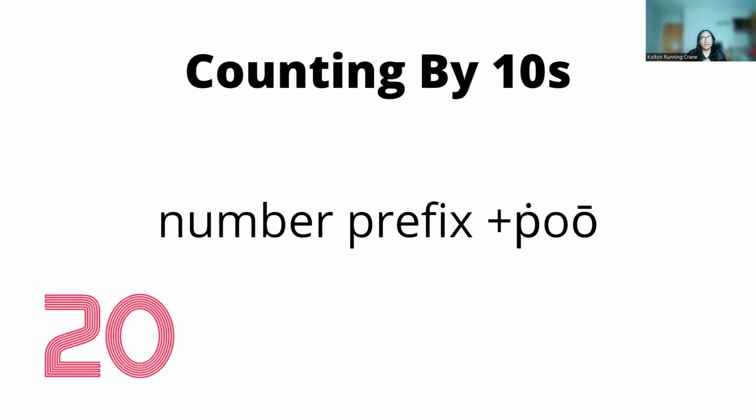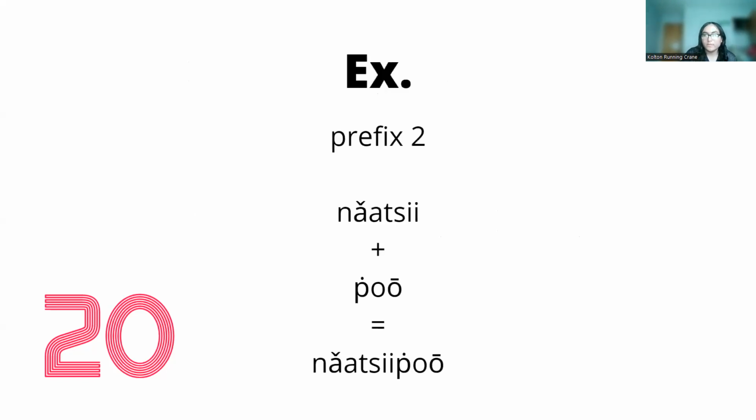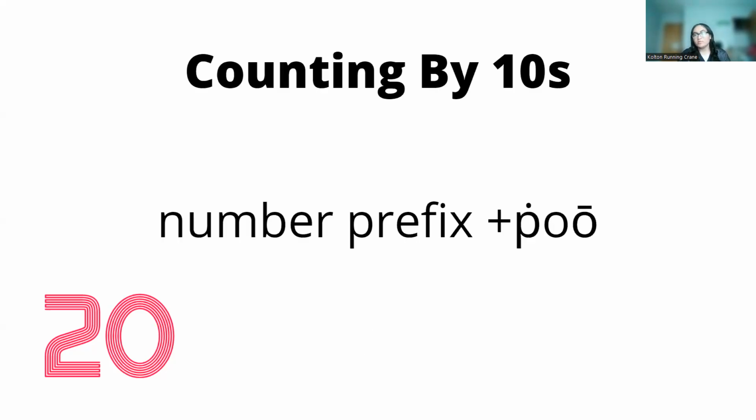And now you can count by tens. It's the same concept. You use these number prefixes and then add bu, and make sure to pronounce it as ba, bu. And it derives from the word gibu, which is 10. So essentially when you're counting, you're saying 2 tens, 3 tens, 4 tens, whatnot. What I mean by counting by tens is 20, 30, 40, 50, 60, 70, 80, and so on.